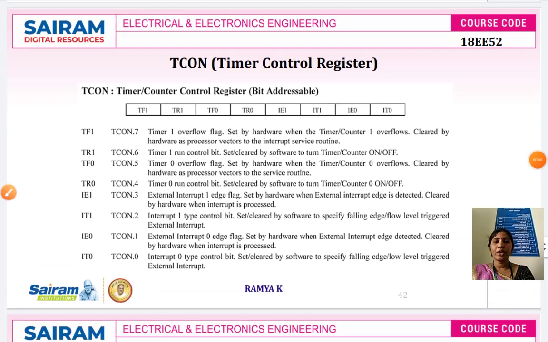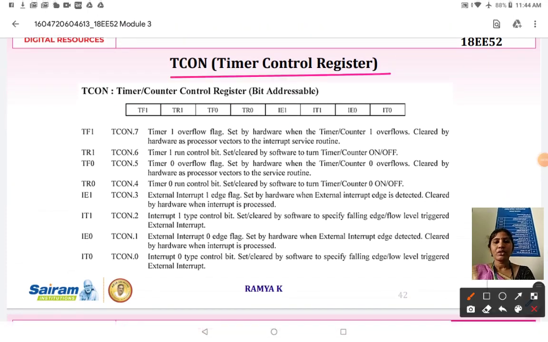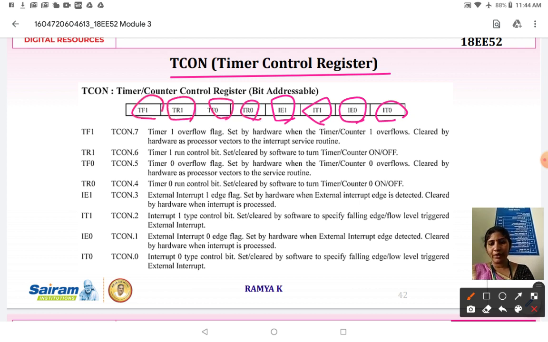Morning students, in today's class we are going to see TCON, that is the timer control register. It is an 8-bit register: IT0, IE0, IT1, IE1, TR0, TF0, TR1, TF1. It is going to handle your interrupt as well as your timer control signals.